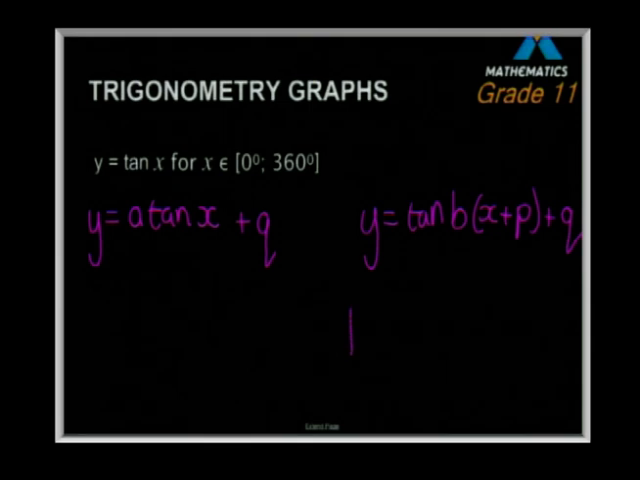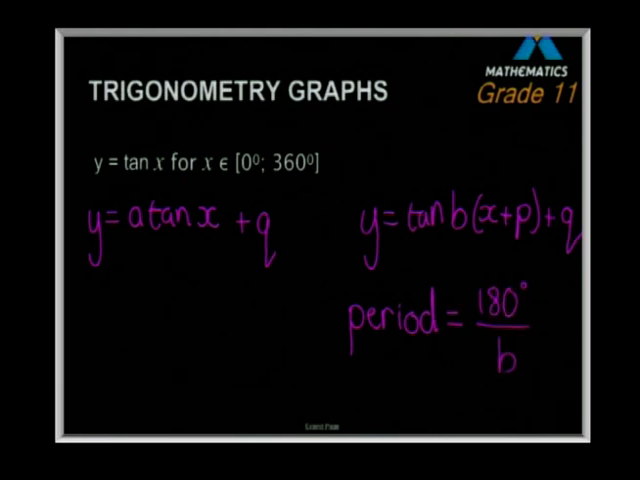Remember that in a tangent function, our period is 180 degrees because our asymptotes occur every 180 degrees. So cos and sine had 360 degrees divided by b. Tan likes to be different with 180 degrees divided by b. So our formula for period is equal to 180 degrees divided by b.